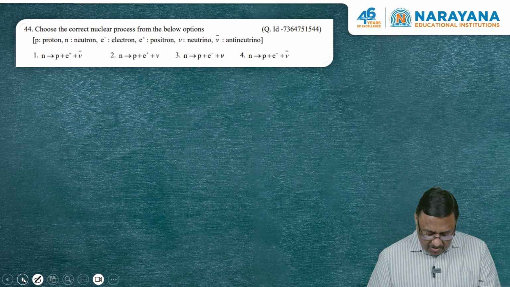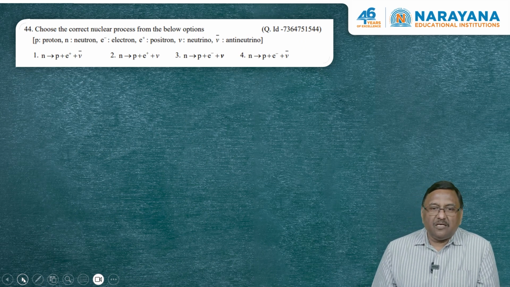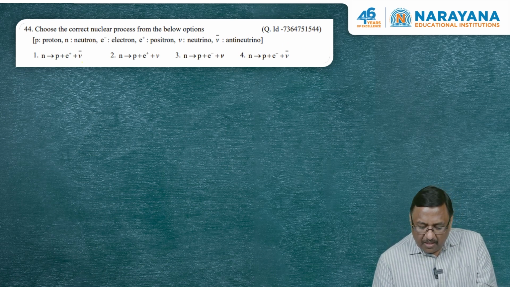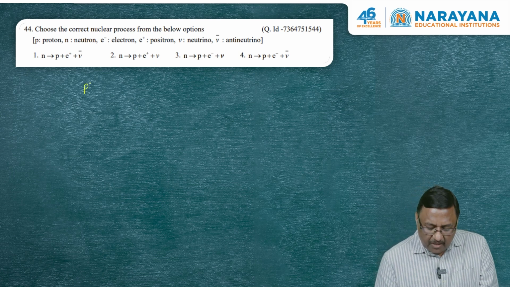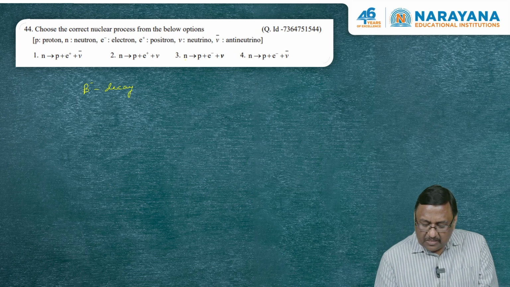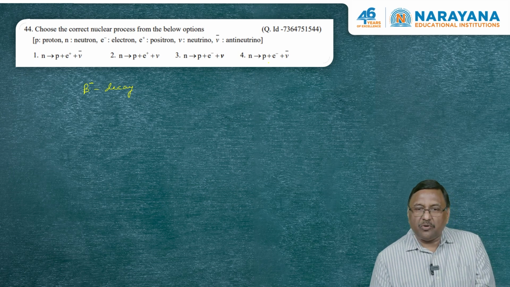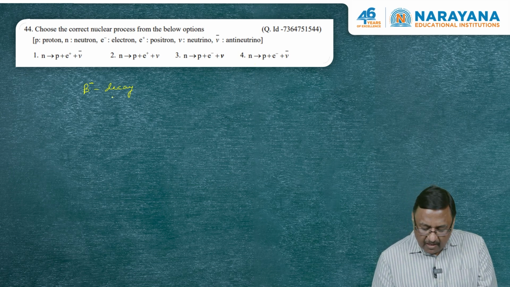This question on nuclear physics again is a straightforward question. Choose the correct nuclear process from the given below. When a neutron is converting into a proton, it is a beta negative decay. In this case, the neutron is converting into a proton and generating an electron. That's why you call it a beta negative decay. With the electron, I'm getting an anti-neutrino. With positive decay, we get a positron and a neutrino, but here a neutron is converting to a proton, so it is a straightforward reaction.